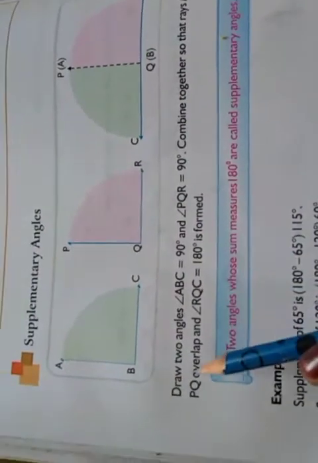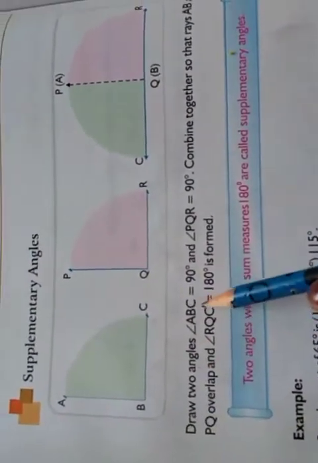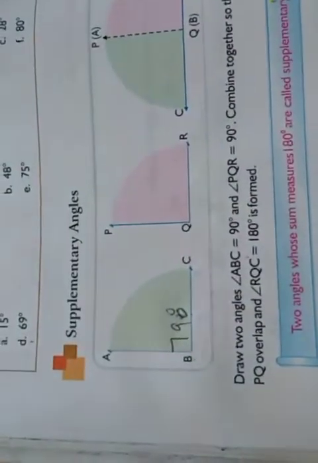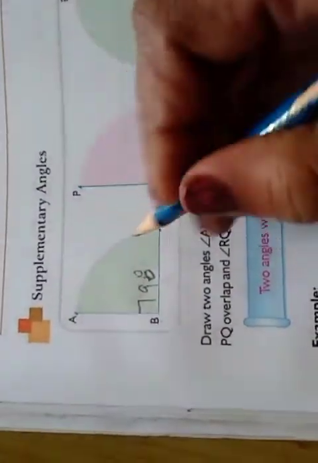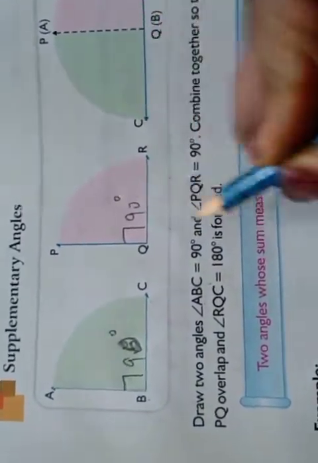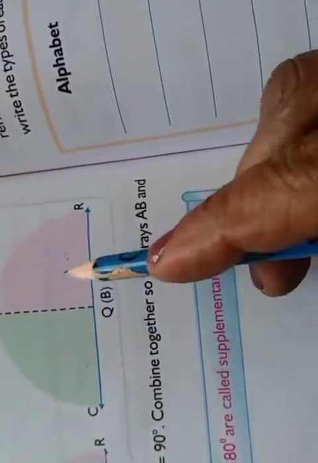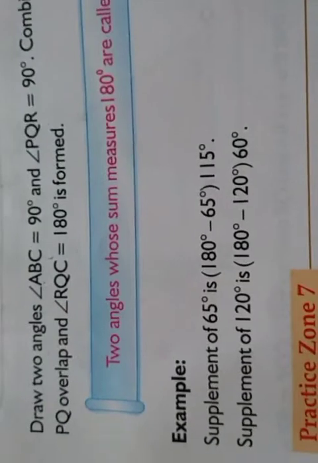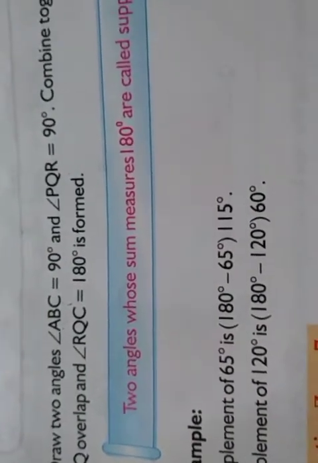Supplementary angles, here draw two angles ABC. This is of measure 90 degree. And one more, PQR, that is of 90 degree. Okay. Then when you set together these two angles, it will form how much? A straight angle. Okay. Here you draw two angles ABC is equal to 90 degree and PQR is equal to 90 degree.